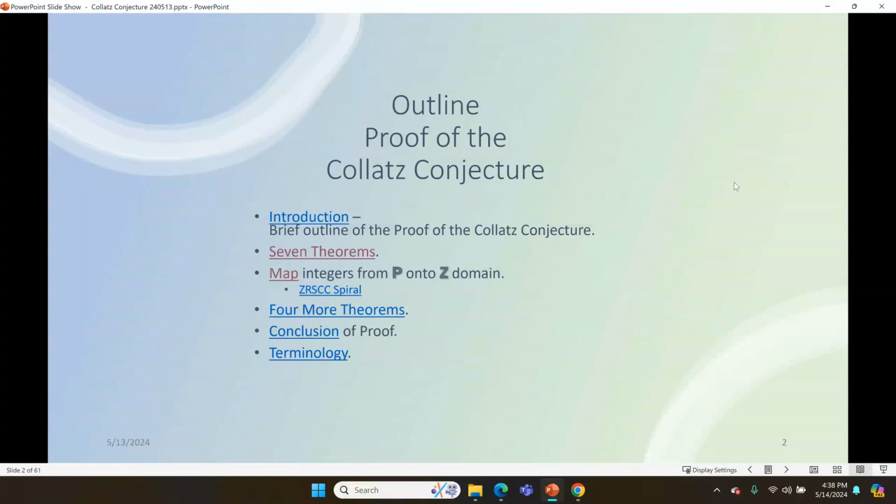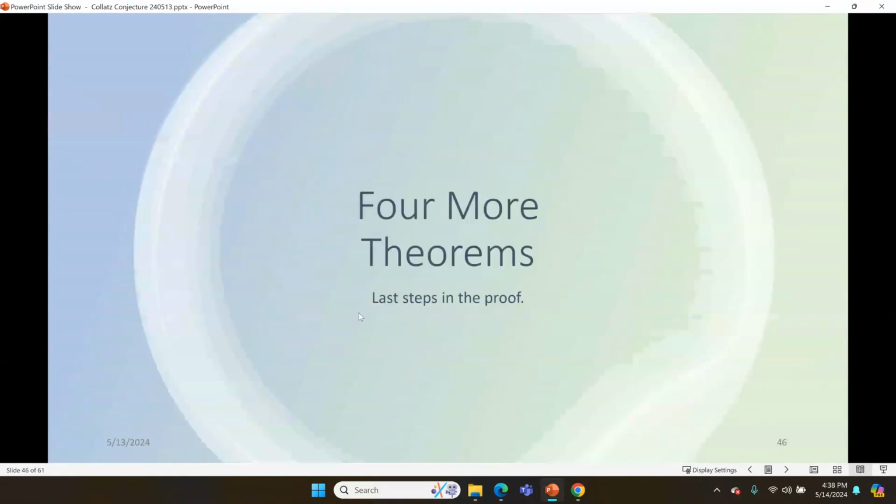And then here we're going to cover 4 more theorems to finalize the proof of the Collatz conjecture, and then we're going to give the conclusion. So, get down here to 4 more theorems. This is the last steps in the proof.